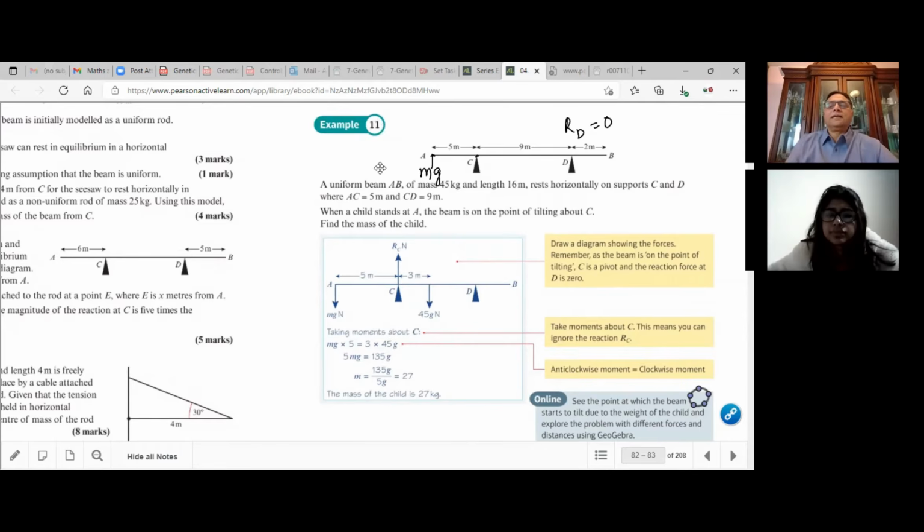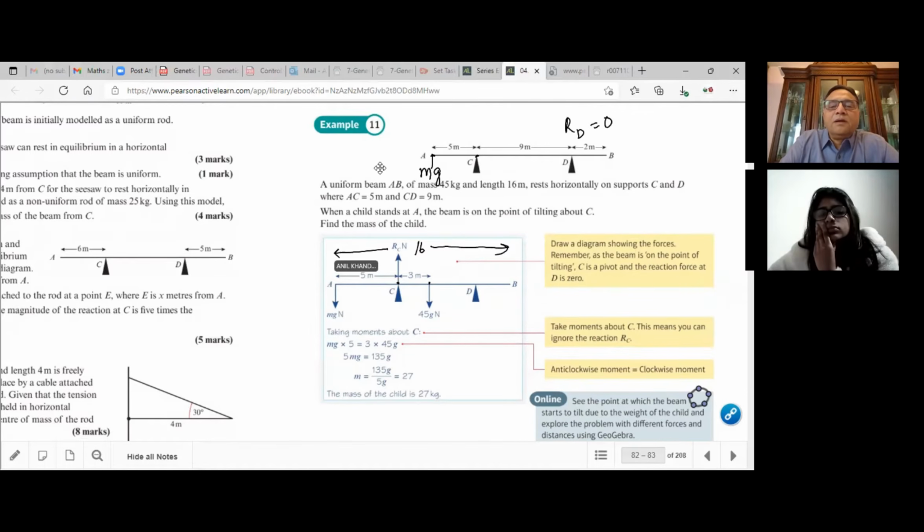So think like this, all the force is at C at this moment, at the time when it is about to tilt. As the diagram shows here, RC is the reaction at C, and taking moments about C itself, RC moment will be 0, correct? The center of mass of the rod will act at the center. Mass is 45, so 45g newtons is acting at the center. Since the rod length is 16 meters, half of that will be 8, correct?